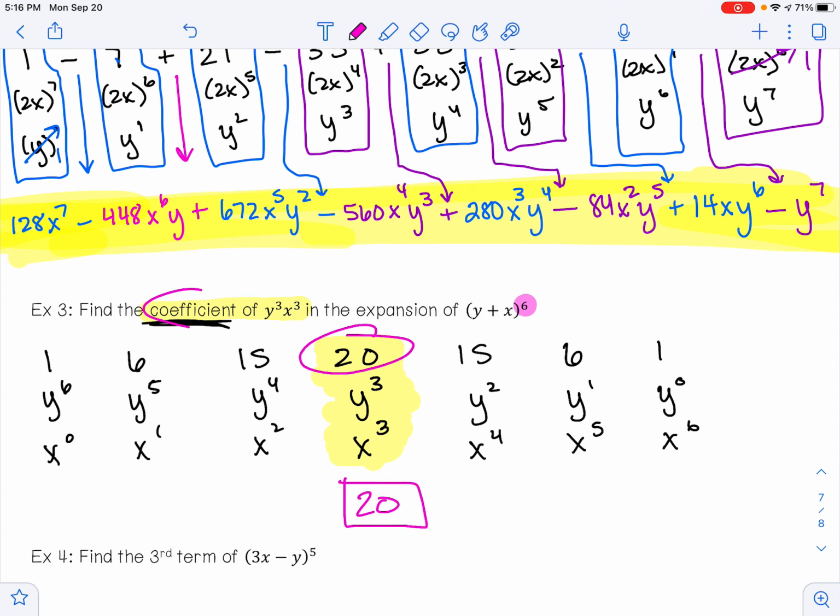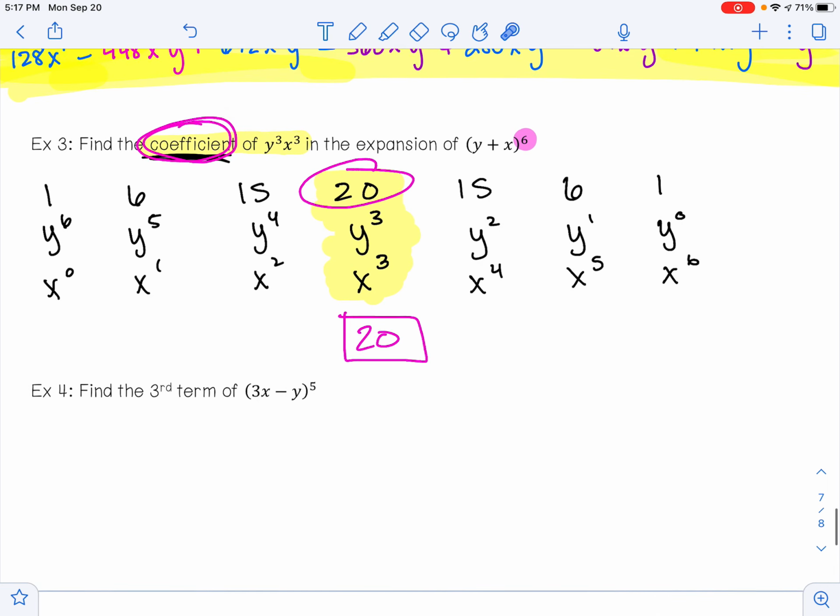All they wanted to know was the coefficient, the number out in front. Now, it won't always be the number that's up here. If you have numbers inside of here that you're going to multiply, then that will change what your coefficient is. But you would just multiply this column together and figure out the number that's the coefficient. So let's see what that looks like on example 4.